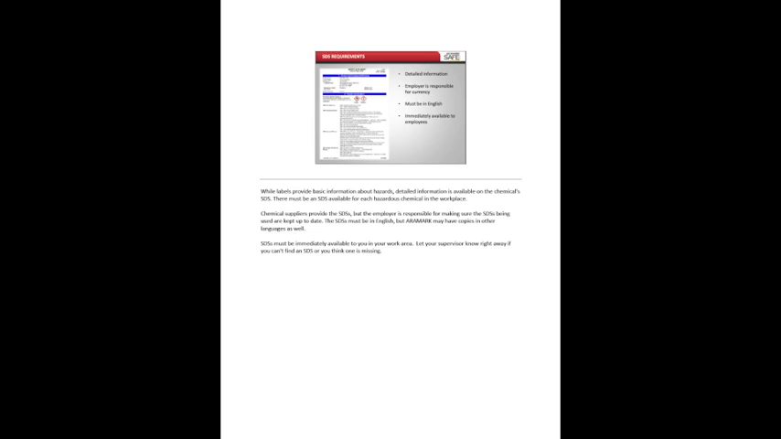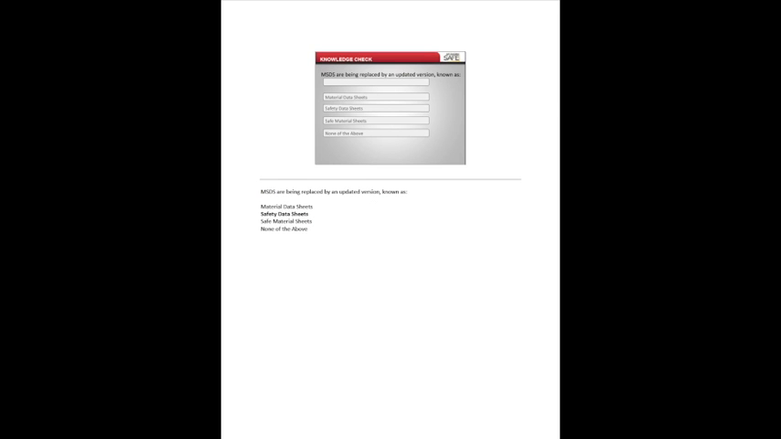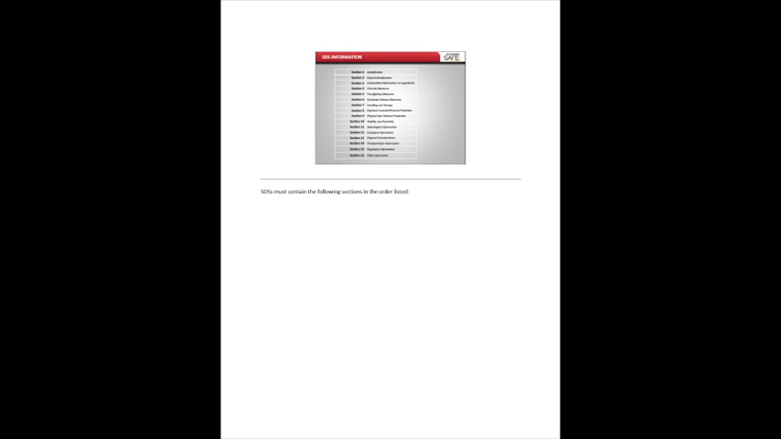Next slide. Knowledge check. MSDSs are being replaced by an updated version known as Material Data Sheets, Safety Data Sheets, Safe Material Sheets, or none of the above. The answer is Safety Data Sheets. Next slide. SDSs must contain the following sections in order to be listed. Next slide.